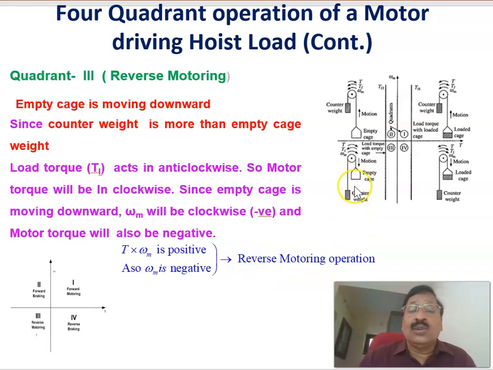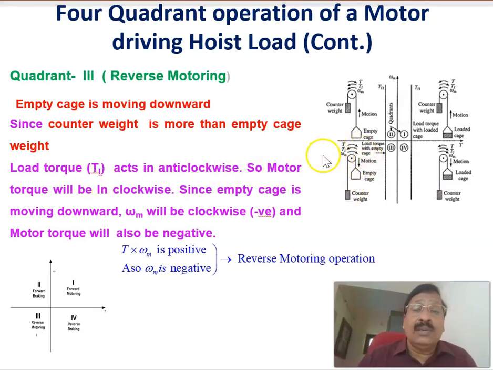Therefore, in this case also, the power is flowing from the source into the motor, but the motor is rotating in the reverse direction. Whenever the unloaded cage, or lift, is moving from the upper level to the lower level, the motor is working in the third quadrant, and reverse motoring operation is taking place. Here the empty cage is moving downward. Since the counterweight is more than the empty cage, the load torque is acting in the anti-clockwise direction.